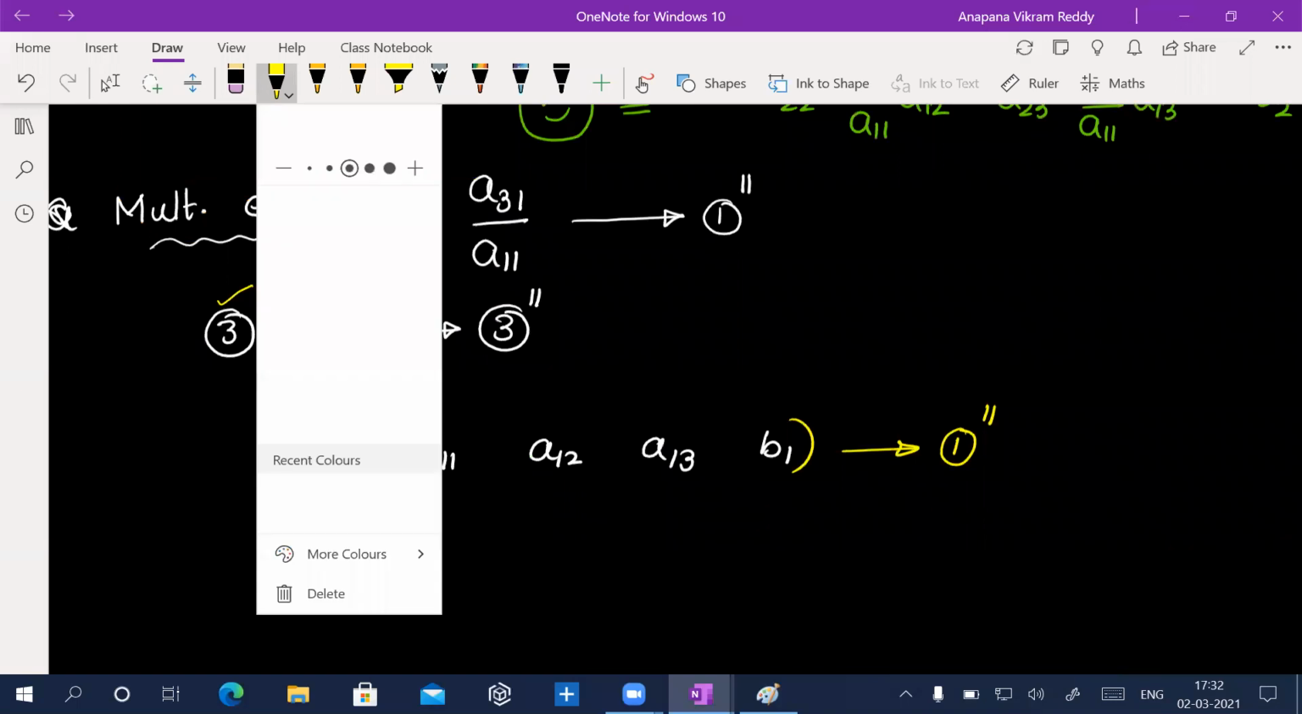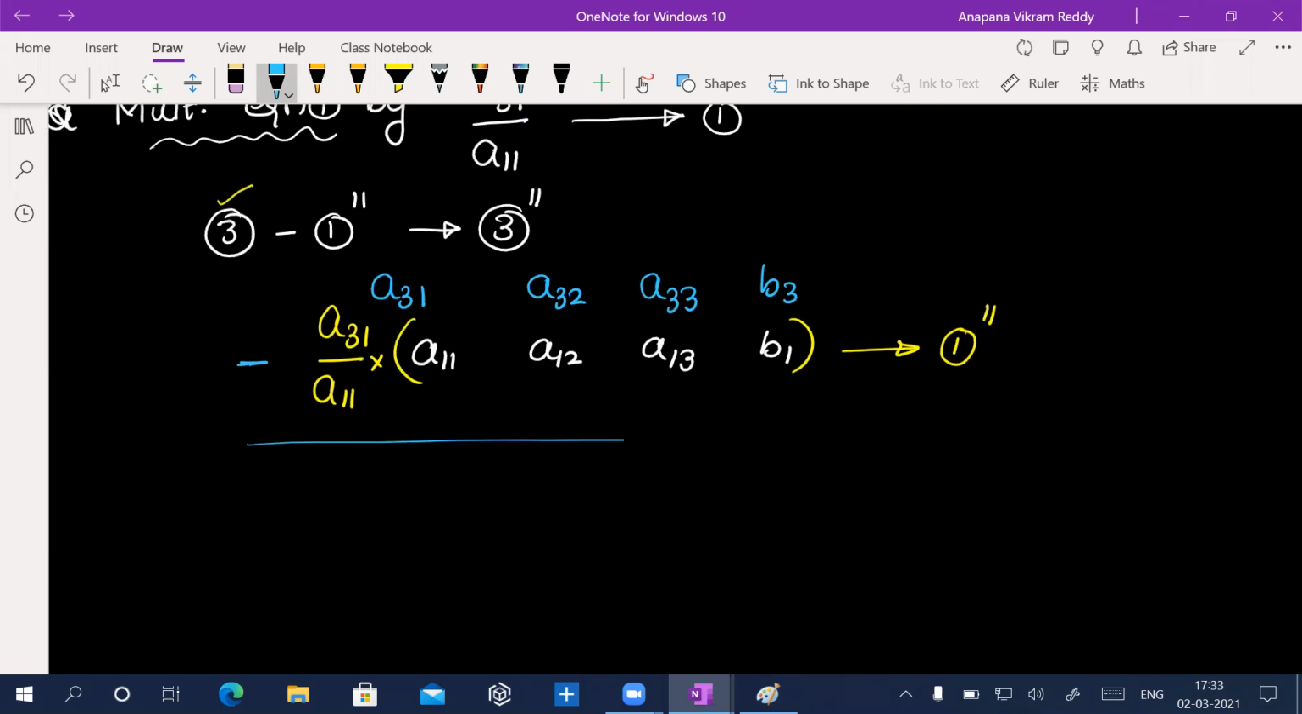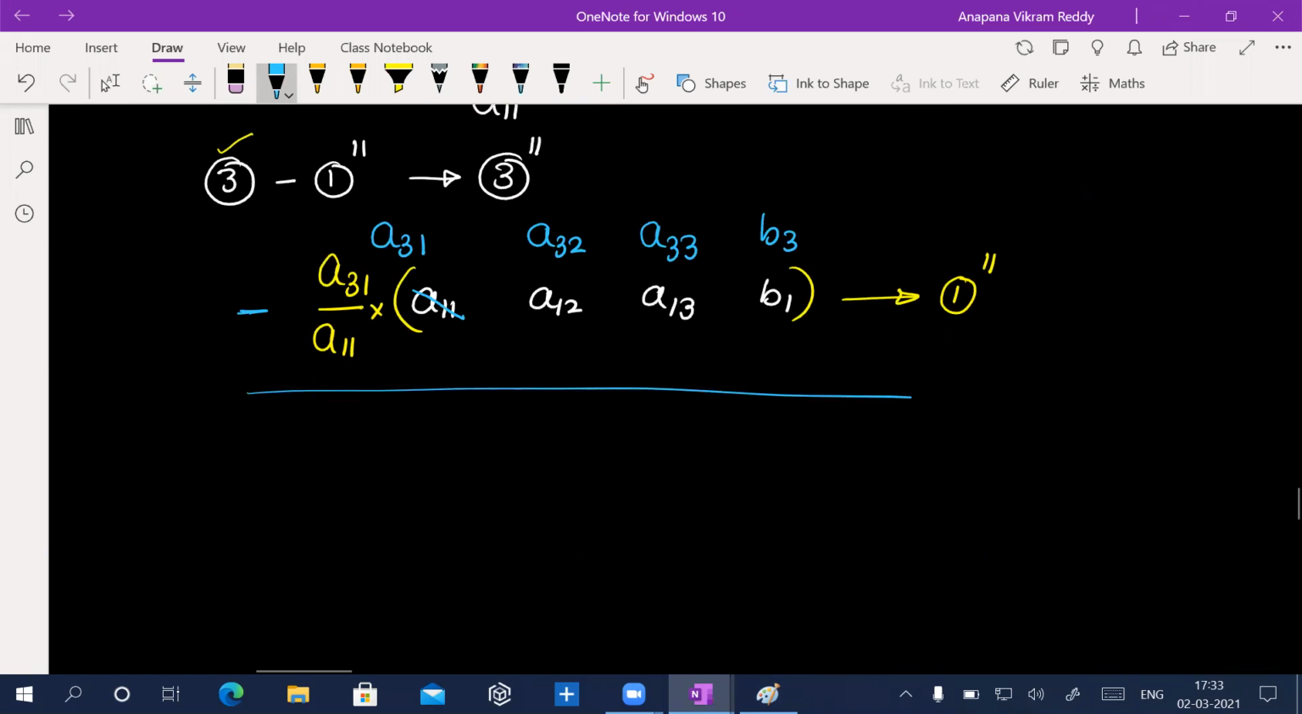So let me take my third row in a different color. My third row is A31, A32, A33 and here is B3. So you subtract these two. Now what do you get here? So A11 is out in this case, right? With this A11, A31 minus A31 is 0. Now this is A32 minus A31 by A11 multiplied by A12. And this one is A33 minus A31 by A11 multiplied by A13.